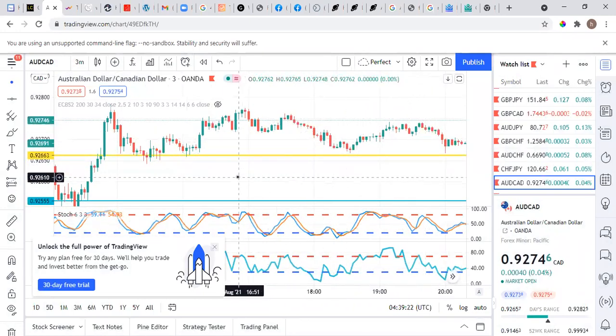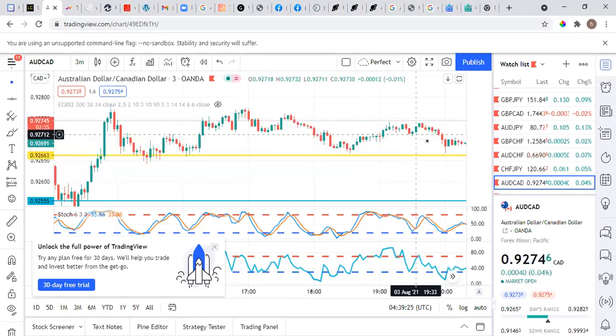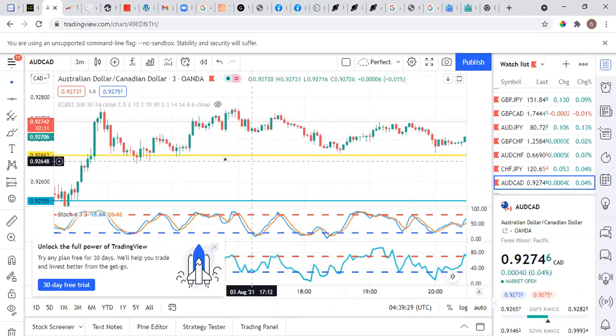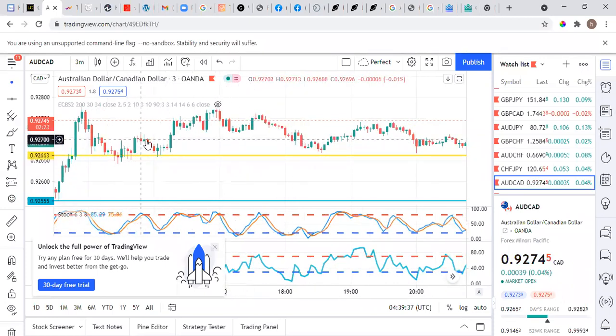That's what I would love to do in a situation like this, set an alarm on that, because look at it. At this price, 0.92663, the candles have been respecting this support line, this price.